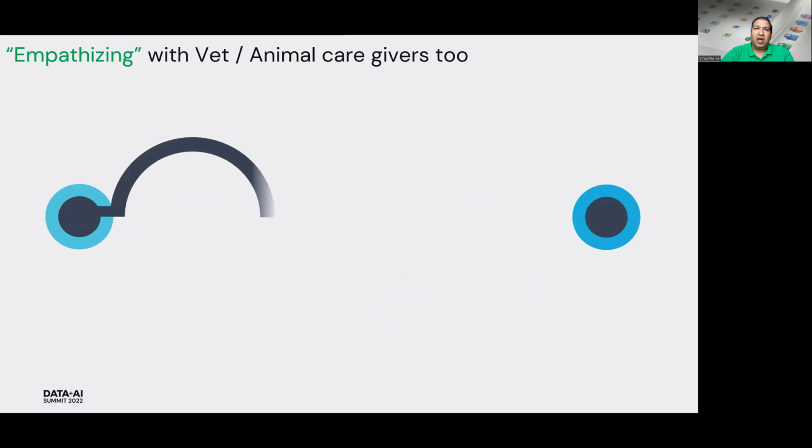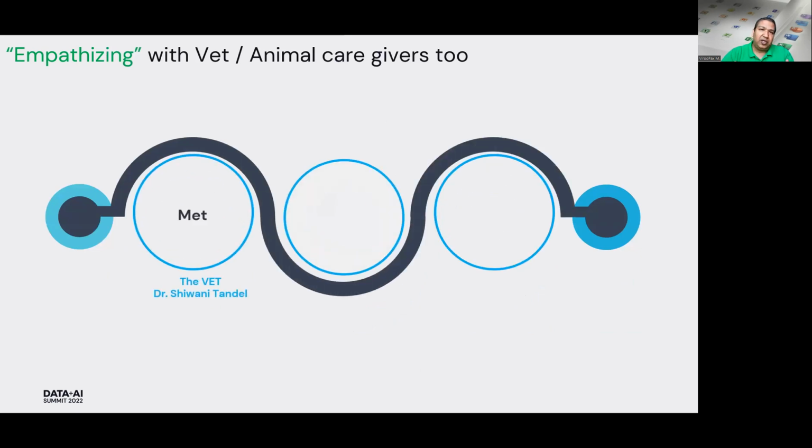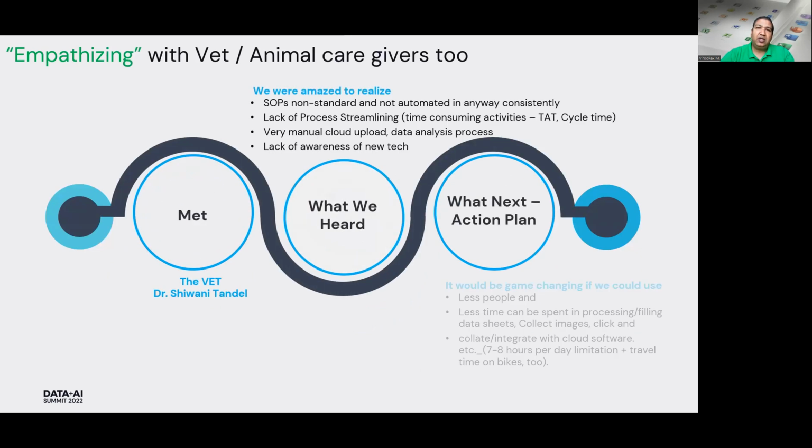So if you think about it from the other persona angle, the vet, the doctor, the animal caregivers, right? And we spoke to a number of these. If you think about it, we were really amazed by the fact that there's no standard operating procedure. It's all non-standard, not automated in any way. Every doctor, every farmer, or every part of the life cycle seems to be non-standardized.